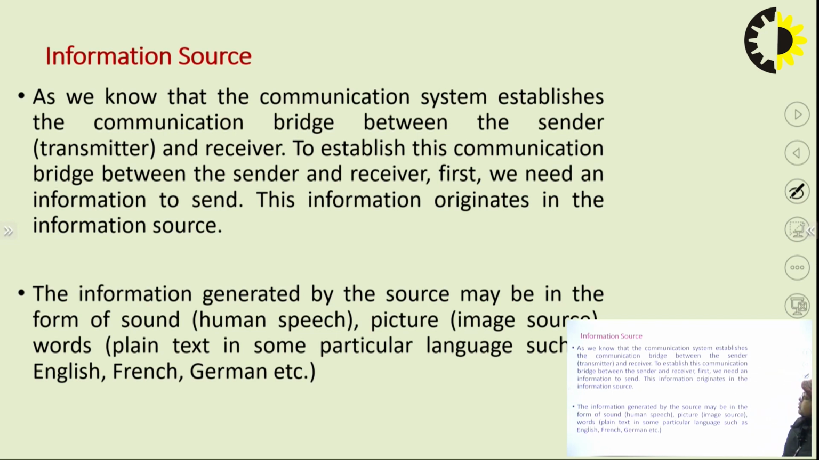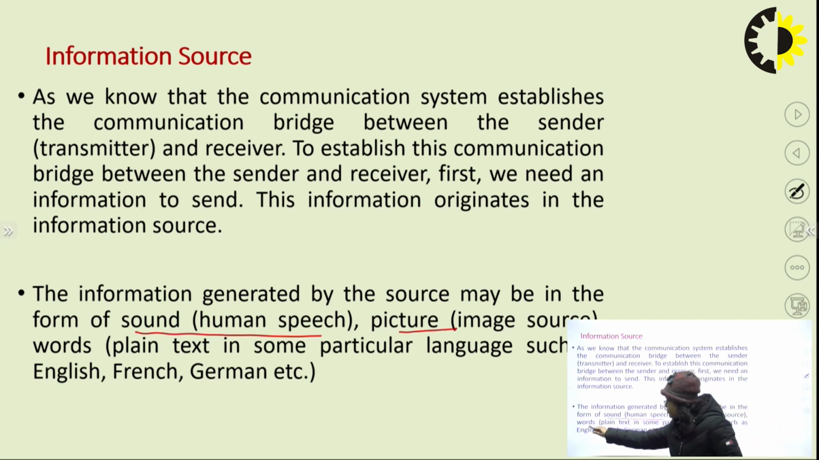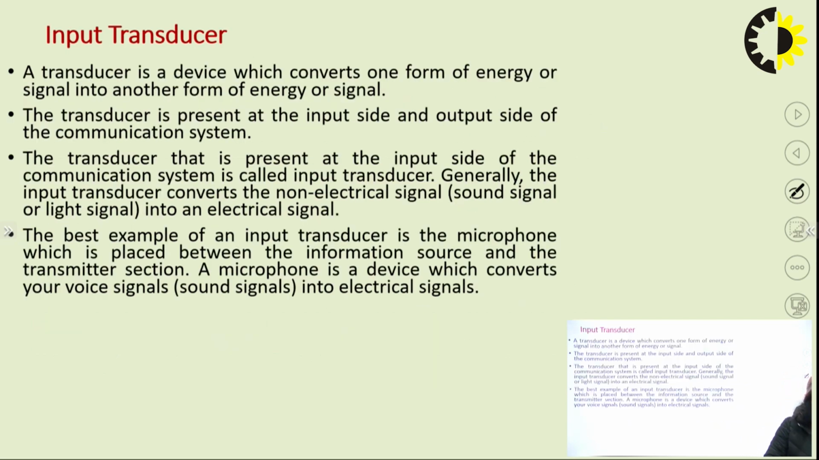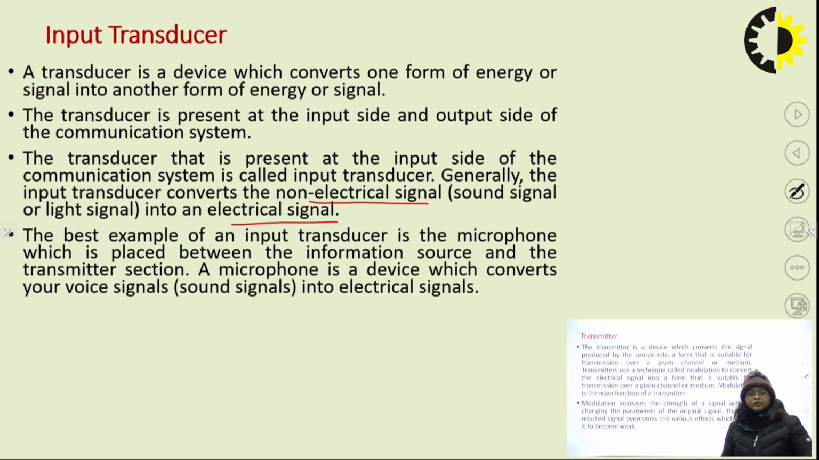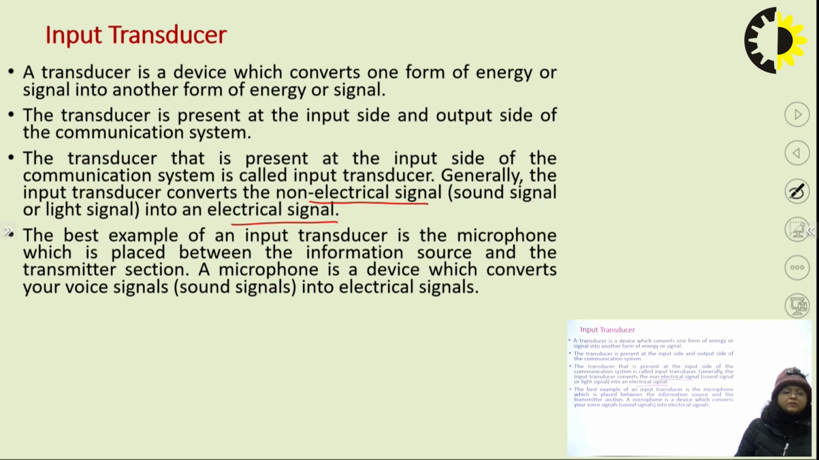So we have already discussed what is an information source. Information source is basically the raw information in non-electrical form. It can be in the form of sound, picture, word, etc. This non-electrical information is converted to electrical form by using a transducer called as input transducer. It basically converts non-electrical signal to electrical signal. For example, a microphone is a device which converts voice signal to electrical signal. It is an input transducer.